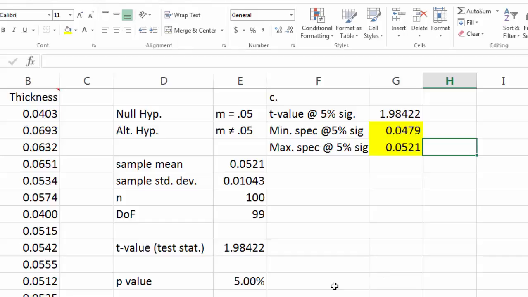Okay, so I think we're equipped now to do hypothesis tests for a mean on our own, so I will leave it to you to do problem 9.3.